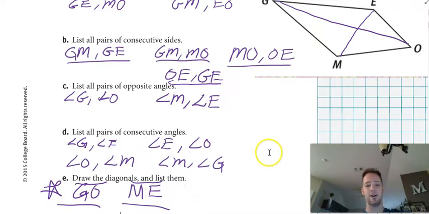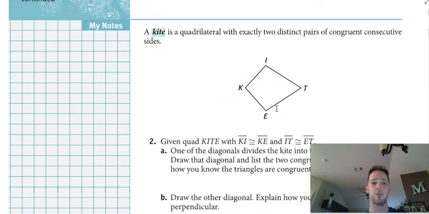All right, moving on. Now that we have identified the consecutive or opposite sides and angles, and we've identified the diagonals, let's explore the properties. The definition of a kite says it's a quadrilateral, a four-sided polygon, with exactly two distinct pairs of congruent consecutive sides. So I have a pair of congruent consecutive sides. I can see this piece here is consecutive and congruent to this one. And the two distinct pairs means that this pair of consecutive sides is a different length than the other pair of consecutive sides.